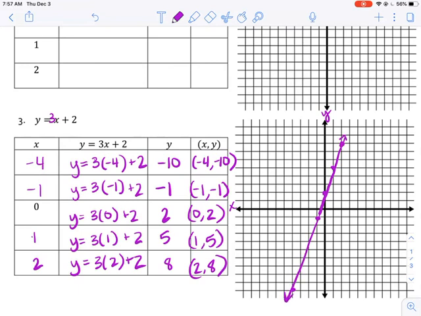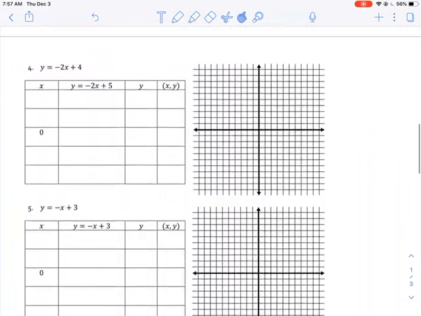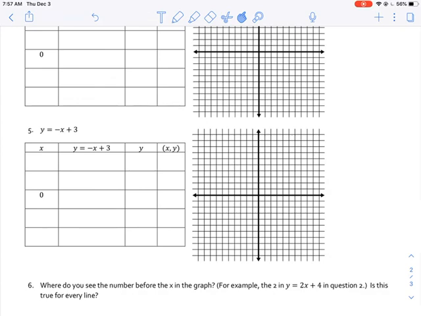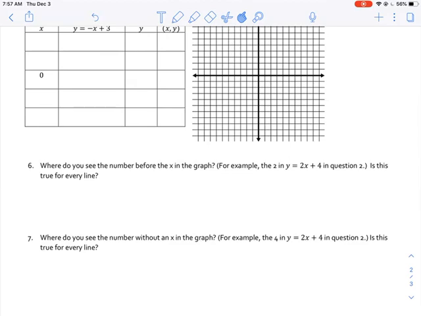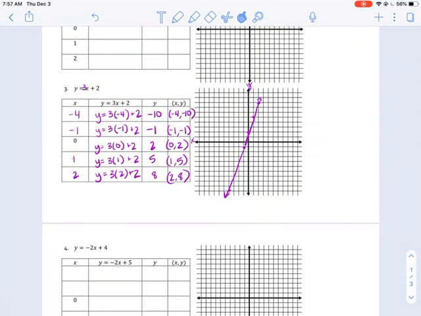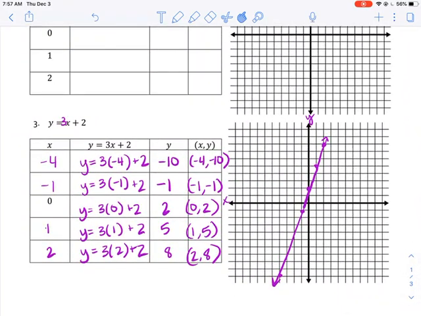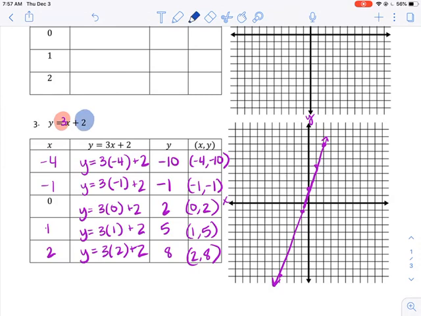Okay, so that's how you do this assignment. Make sure to do 2, 4, and 5 on your own. You're going to choose your numbers for the ones where they don't have numbers. And then you need to say where you see the number before the x in the graph for number 6. So that's the first number. On this last one that we did, you're going to say where you see the 3 in the graph. And then for number 7, you're going to say where you see the 2 in the graph. Just where do you think it shows up when you look at those lines? Good luck.